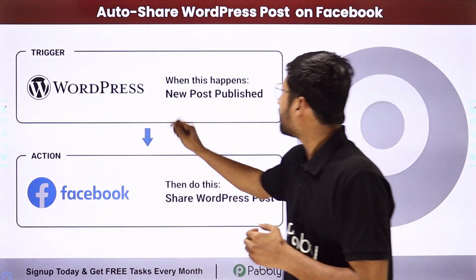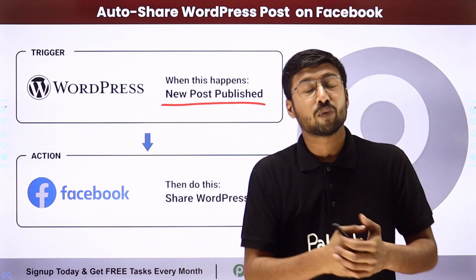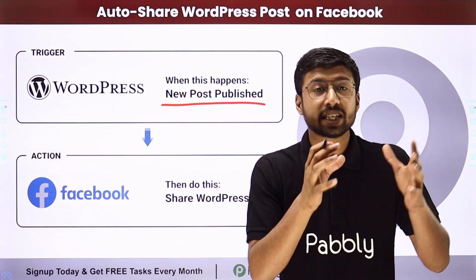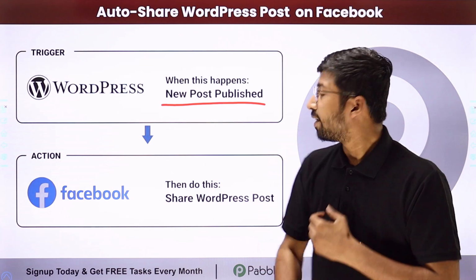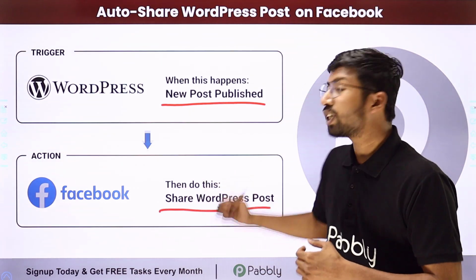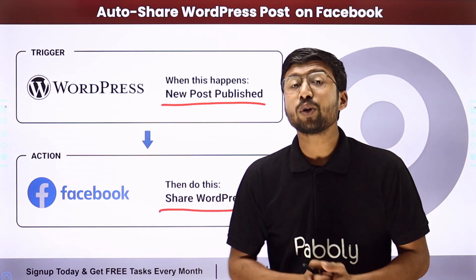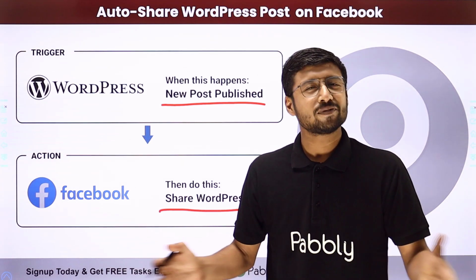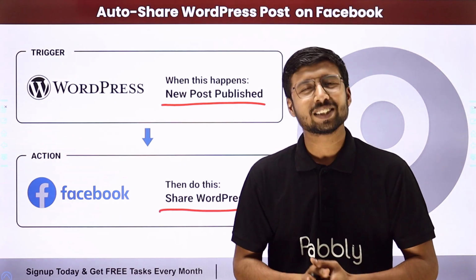So in this automation, whenever you publish a new post on WordPress, automatically the same title, the same link and the same post details will be shared on your Facebook page or Facebook group as well. Now, if you want to know how you can set up this kind of automation, for that you just have to come with me to my screen.